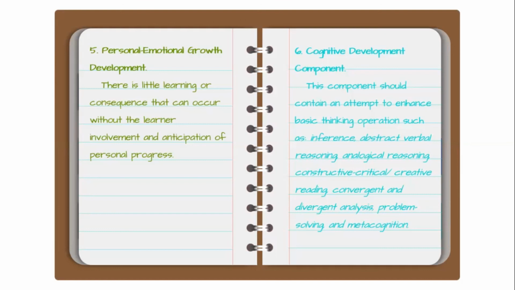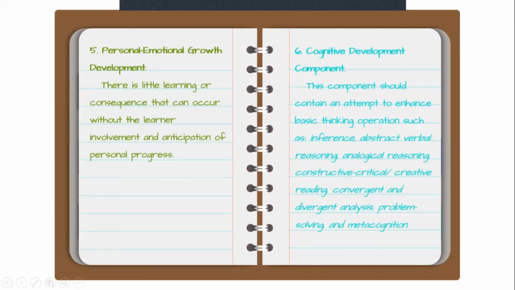Number 6, cognitive development component. The last component. It should contain an attempt to enhance basic thinking operations such as inference, abstract verbal reasoning, analogical reasoning, constructive or critical or creative reading, convergent and divergent analysis, problem solving, and metacognition. So the last component deals with the activities, the test, the evaluation part of our remedial program. So we have to develop the knowledge of the students. They should develop these basic thinking skills.